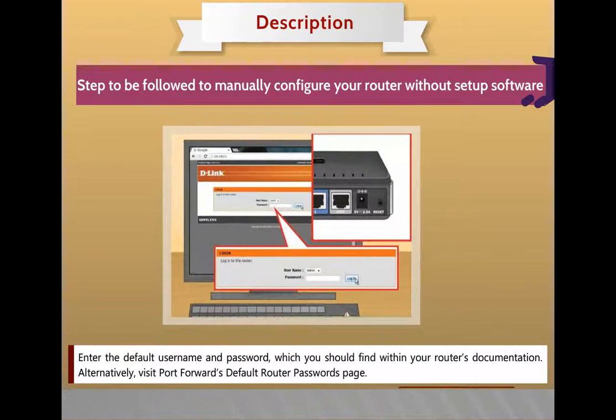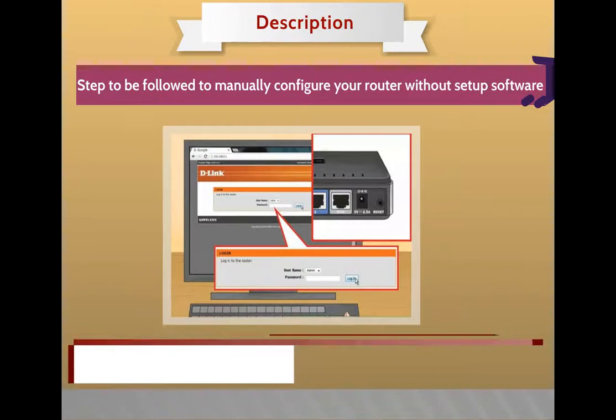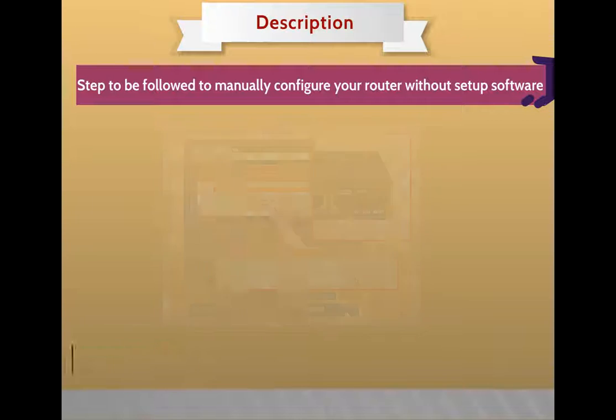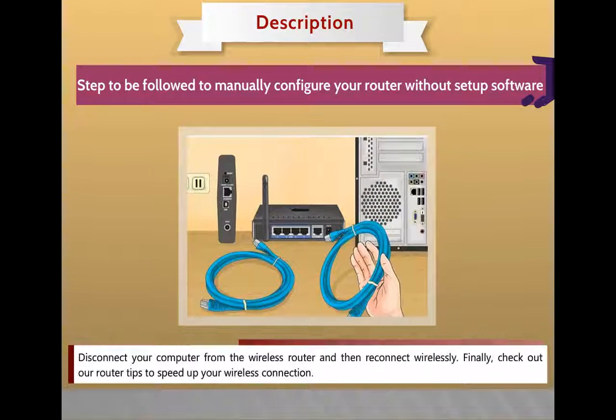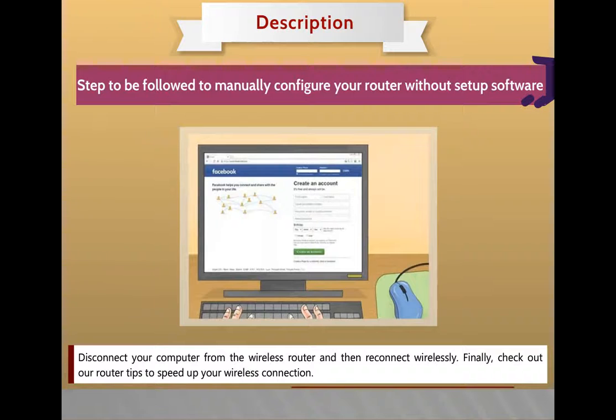Enter the default username and password, which you should find within your router's documentation. Alternatively, visit PortForward's default router passwords page. Use the web interface to set up a network name and password. Disconnect your computer from the wireless router and then reconnect wirelessly. Finally, check out our router tips to speed up your wireless connection.